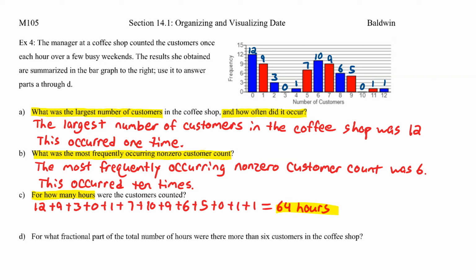Okay, and then the last part of the question connecting back to this bar graph says, for what fractional part of the total number of hours were there more than 6 customers in the coffee shop? If we're thinking about more than 6 customers, that's when we're going to have 7, 8, 9, 10, 11, and 12 customers present.